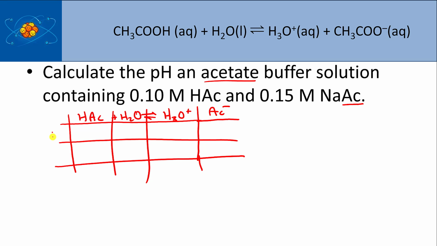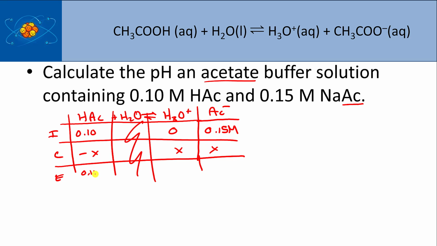And then we're going to do initial, change, and equilibrium, and man, my lines are crooked. Holy cow. And we're going to ignore the water. So I'm going to have 0.10 molar of HAc, I'll have 0 of the hydronium, and I'll have 0.15 molar of the acetate. And then I'm going to have minus x, and at equilibrium 0.10 minus x, and 0.15 plus x, like that. And from this, I will be able to calculate the pH of the solution.